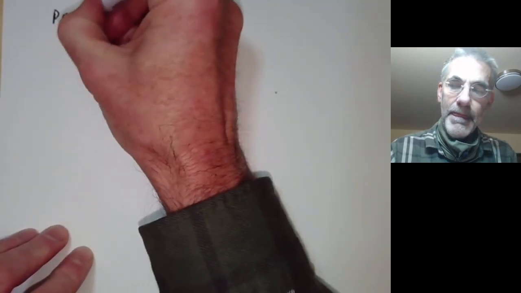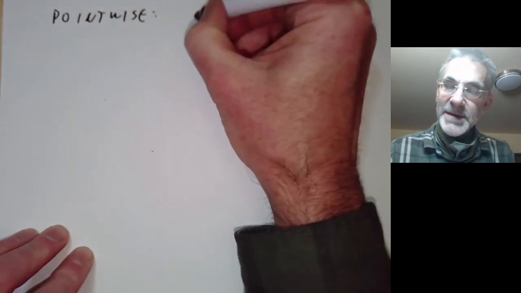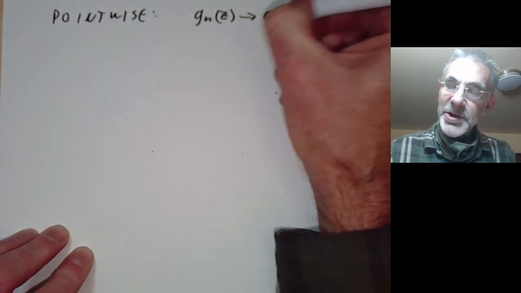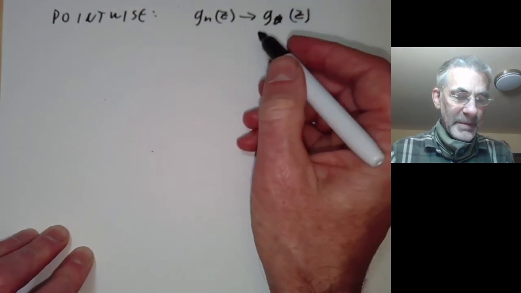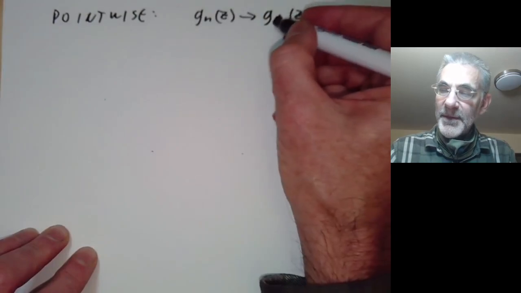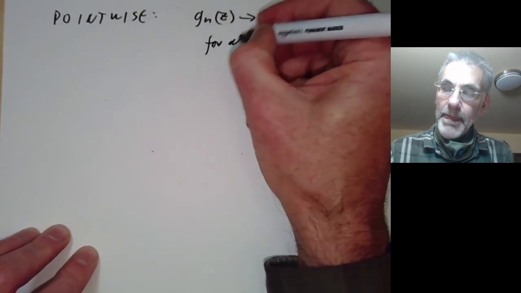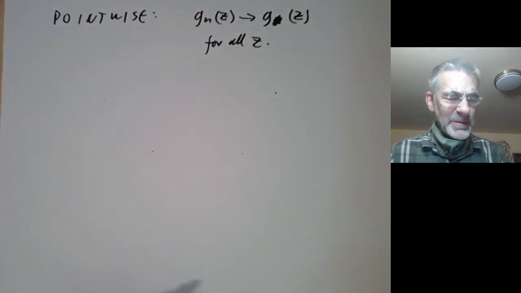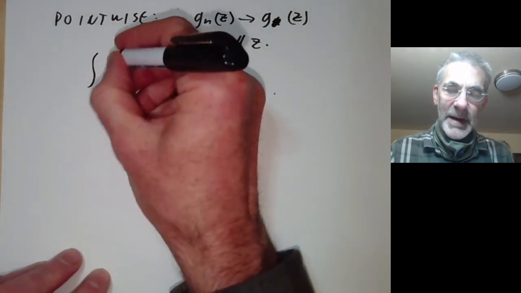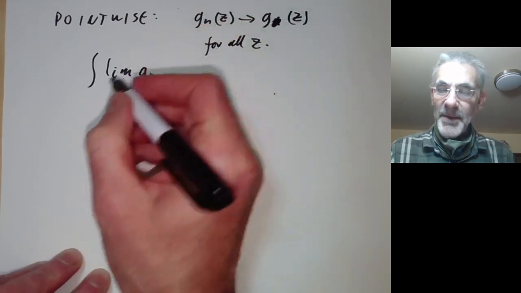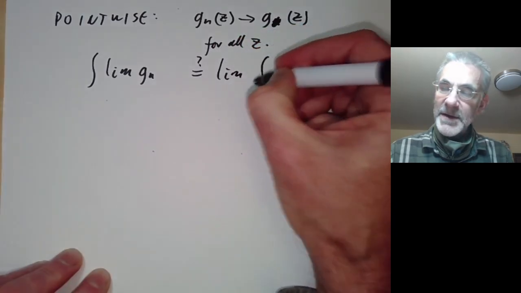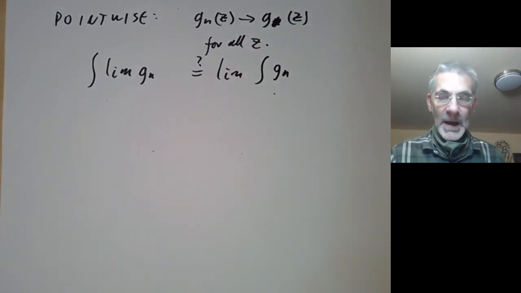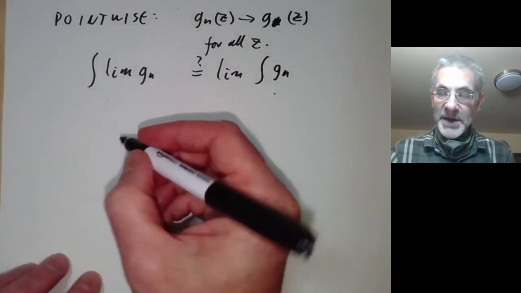The first one is pointwise, which says that Gn(z) tends to G(z) for all z. And this doesn't work terribly well. For example, if we take the limit of Gn and integrate it, we would like this to be the limit of the integrals of the Gn. And for pointwise convergence, this is false in general.